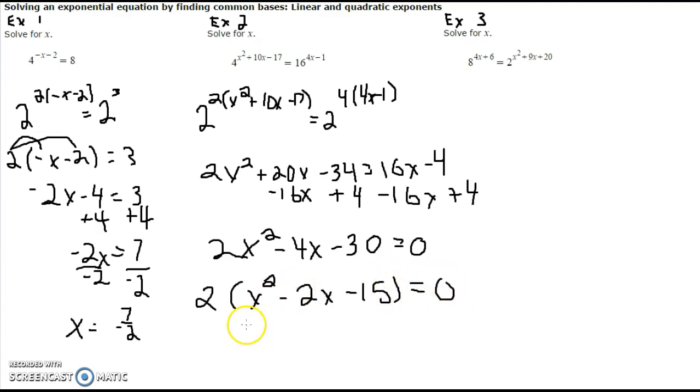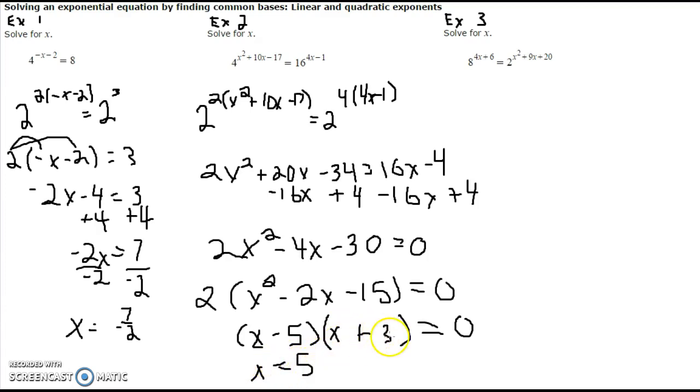And then I can factor from here. So I want to know what multiplies to negative 15 but adds to negative 2. And that, of course, is minus 5 and plus 3. I can ignore that 2 out there. And I set each parenthesis equal to 0, so x minus 5 equals 0 would give me x equals 5. And when I set x plus 3 equal to 0, I would get x equals negative 3. So those would be my two answers, 5 and negative 3. Then we'll do our last example.